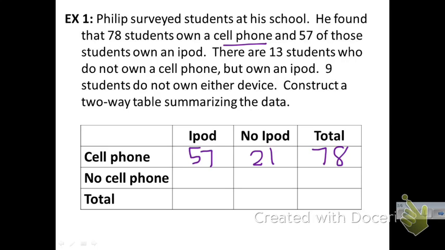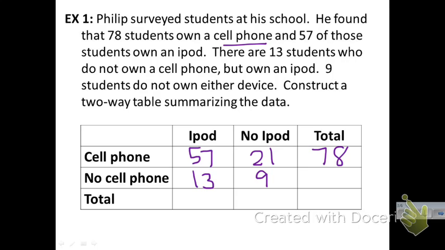Then it says there are 13 students who do not own a cell phone, but own an iPod. So own the iPod, not the cell phone, so a 13 goes here. And then it says 9 students do not own either device. No iPod, no cell phone. So we put the 9 here.